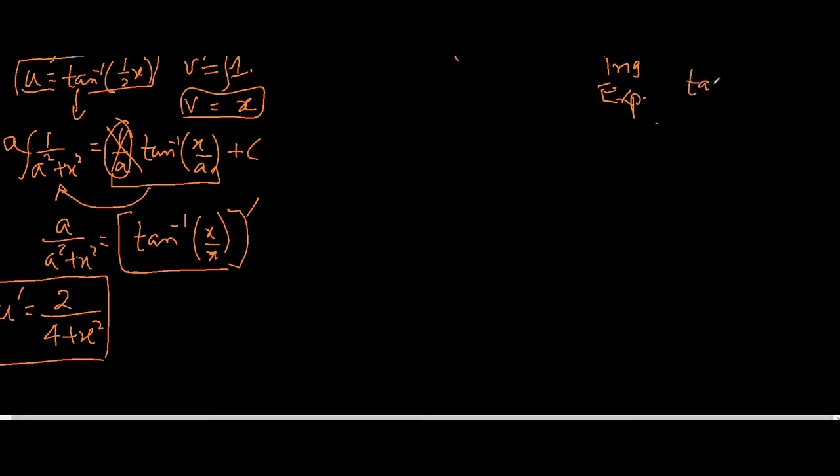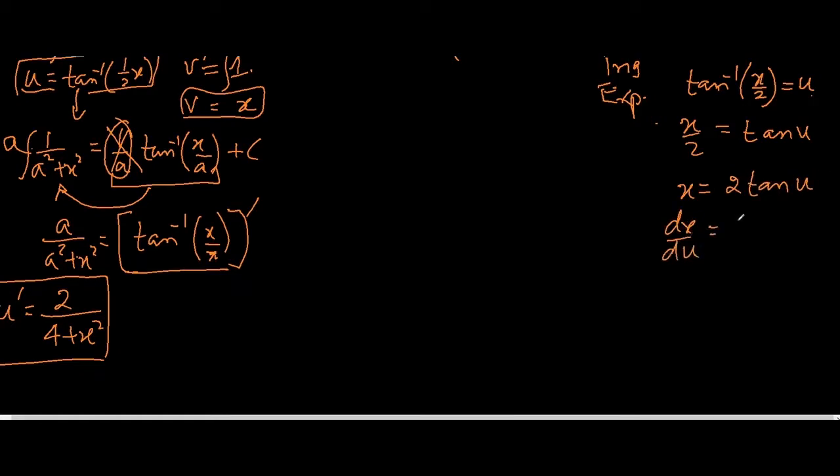Tan inverse, that is the case. x over 2 will be tan u, correct? x equals 2 tan u. Now we will differentiate this. dx over du equals 2 secant square u.